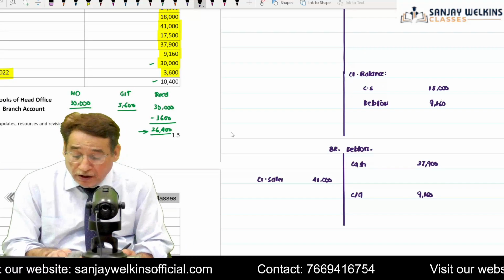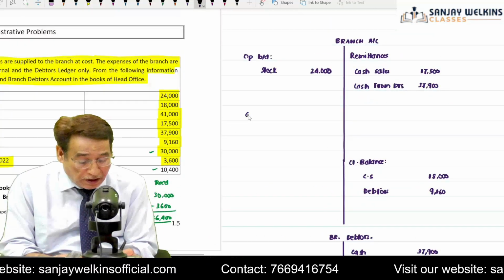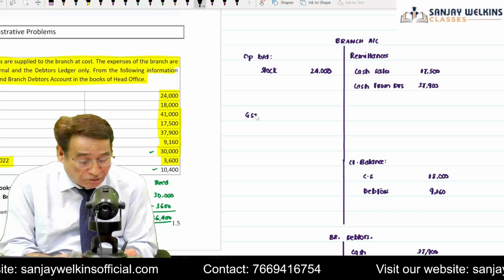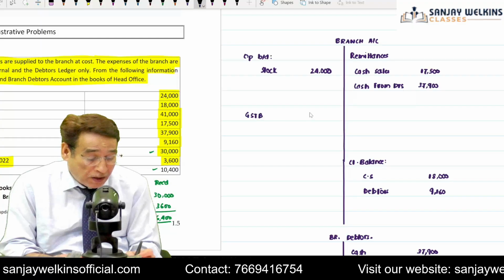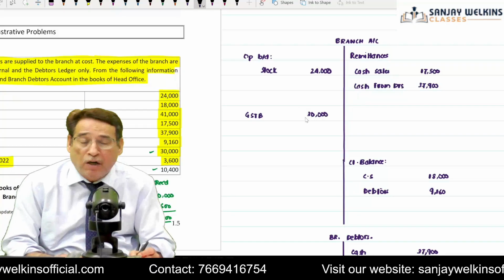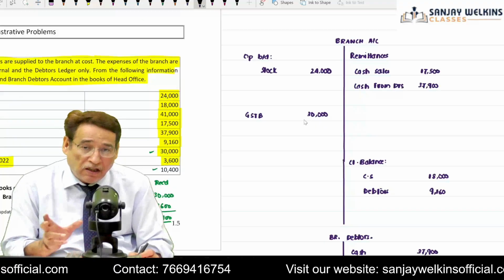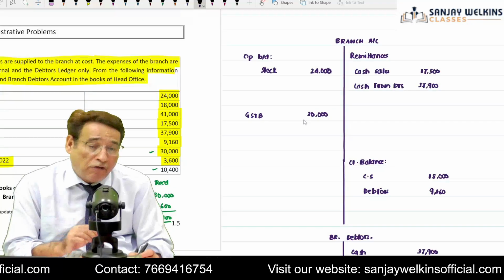Now the next point is goods sent from head office. As I told you a moment ago, in the current year we have sent 30,000 worth of goods. And after that it is written goods in transit. Goods in transit means out of 30,000, 3,600 worth of goods are still in the journey. They haven't yet been received by the branch.